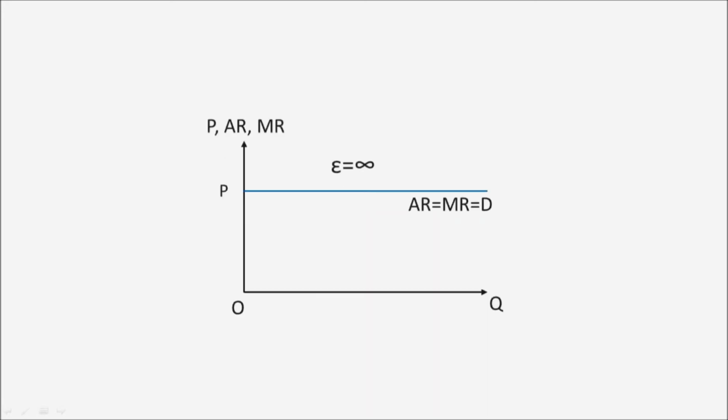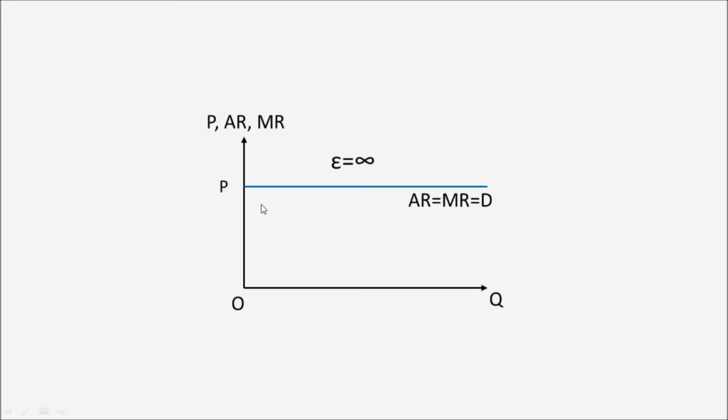In our last video, we came to know that the demand curve faced by a perfectly competitive firm is horizontal, as the firm is the price taker due to the assumption that there are a large number of buyers and sellers in a perfectly competitive market, and products produced by firms are homogeneous. We also learned that the demand curve is also the firm's average revenue and marginal revenue curve. In this video, we shall explain why.